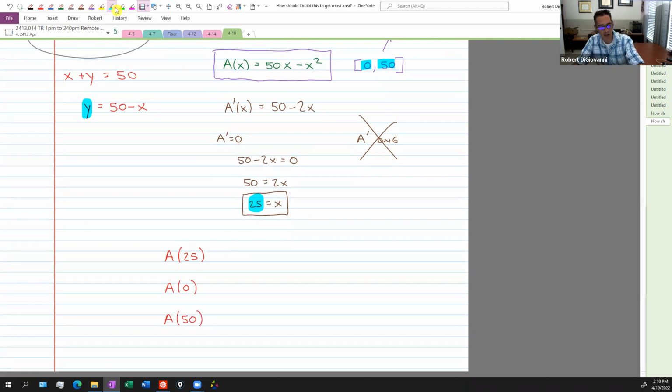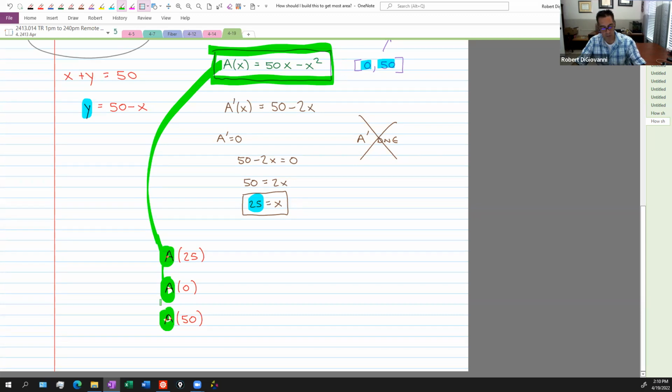The original function I'm highlighting here in green, that's what we're going to be plugging into. Why? Closed interval. That's why we're doing it. So let's plug in 25. If we plug in 25, we get 50 times 25 minus 25 squared, and if you do that arithmetic, you get 625. And then you plug in 0, which is really nice because that's just 0. And if you plug in 50, you get 50 times 50 minus 50 squared, which again is 0.